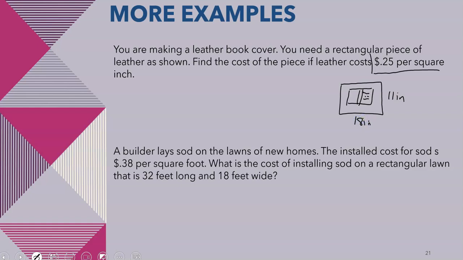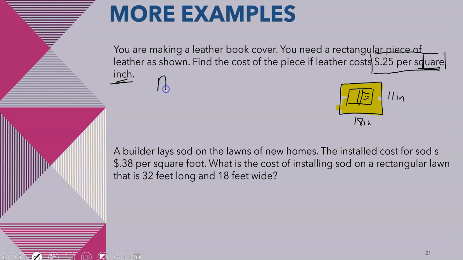So what do we know? We know the dimensions of the book cover, and we know the cost of the leather in square inches. What are we trying to figure out? How much will this piece of leather cost us then? So in order to solve this, we're going to have to set up a plan where we figure out how many square inches we need. So how many square inches does this 11 by 18 inch piece give us?